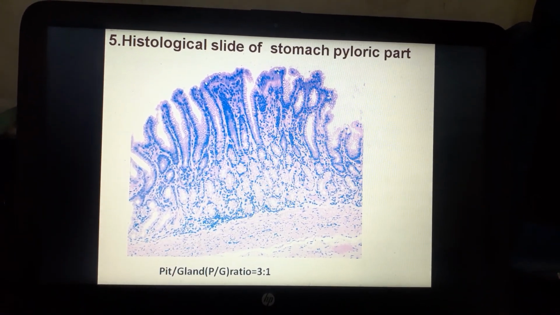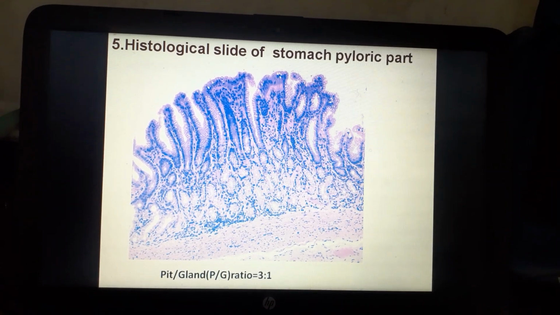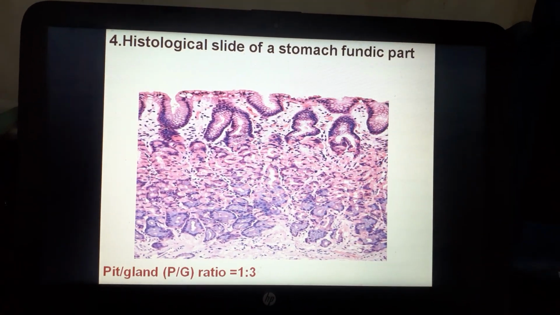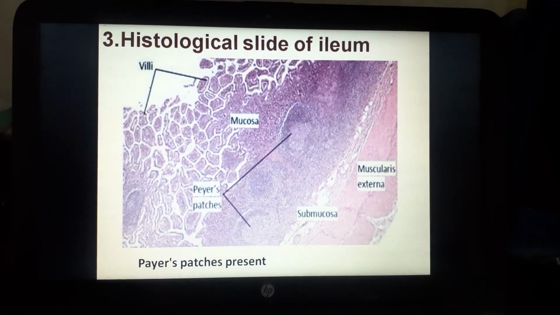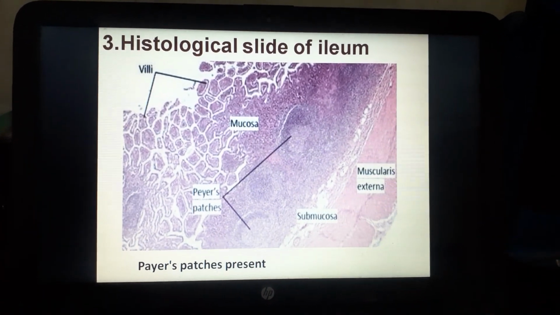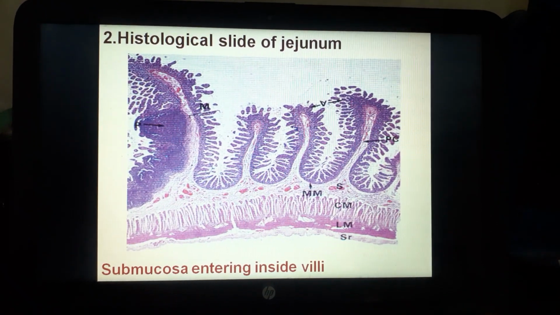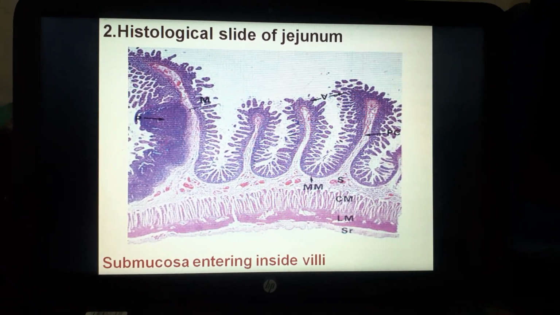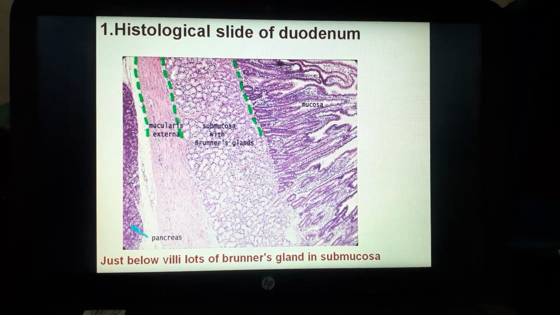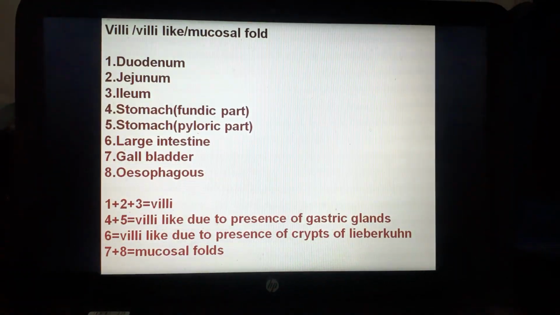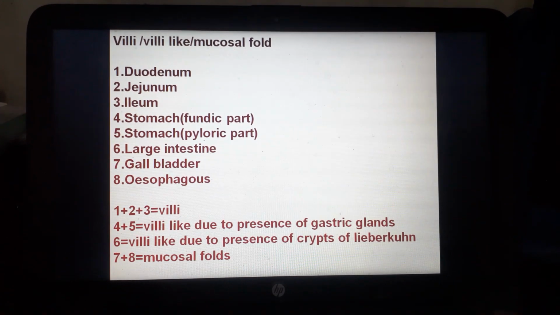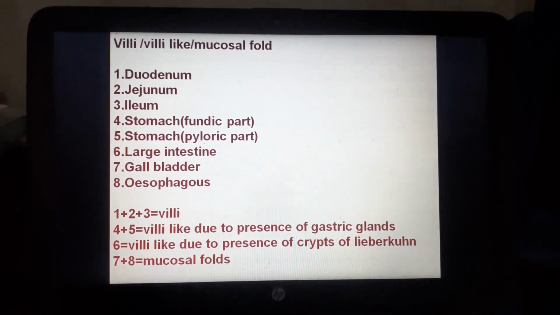Stomach pyloric part, PG ratio 3:1. Stomach fundic part, PG ratio 1:3. In the ileum, there are Peyer's patches, lymphoid follicle. Jejunum, some mucosa entering inside villi. And this is duodenum, lots of Brunner gland. All these are presenting villi.